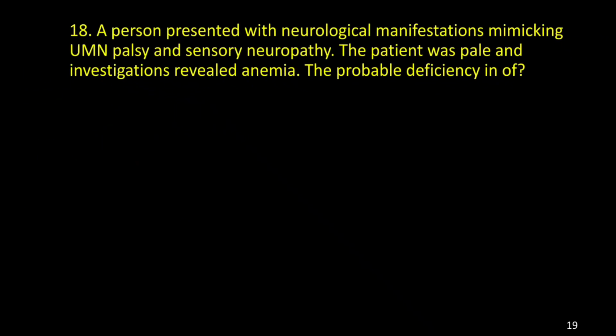Now another MCQ: a person presented with a neurological manifestation mimicking upper motor neuron palsy and sensory neuropathy. The patient was pale and investigations revealed anemia. The probable deficiency is of? Here the neurological manifestation is given, upper motor neuron signs and sensory neuropathy are given, and the patient was pale and investigations revealed anemia.